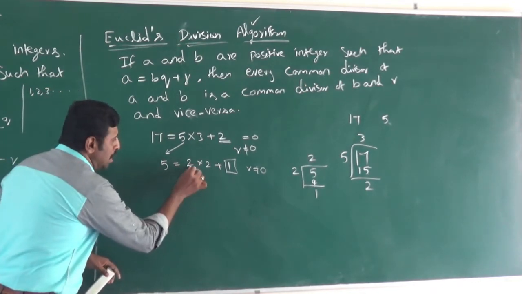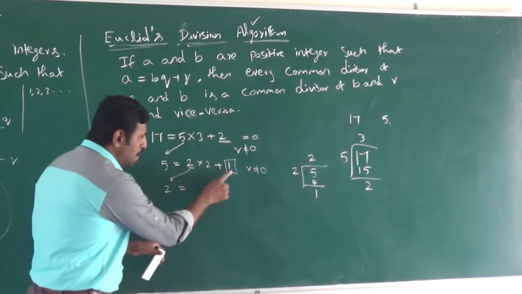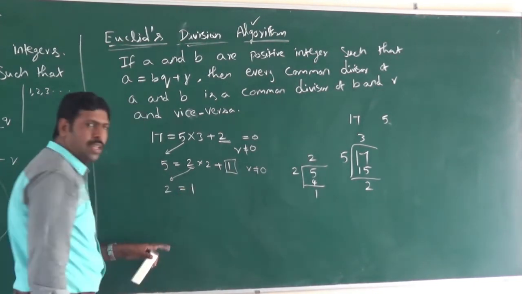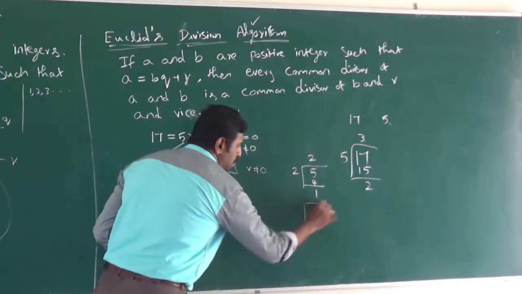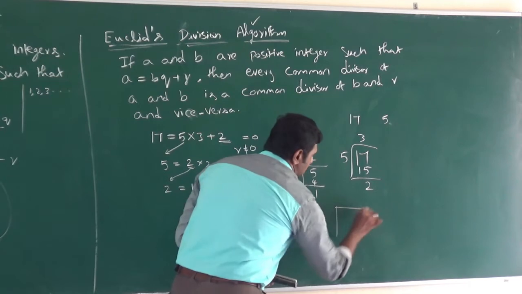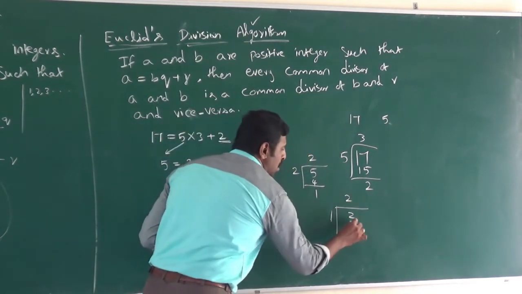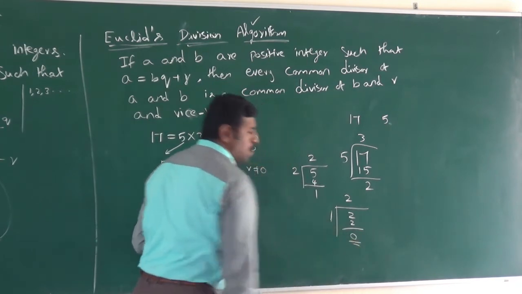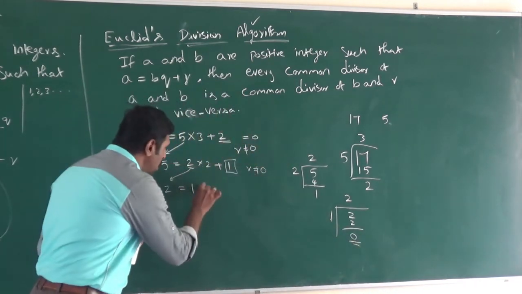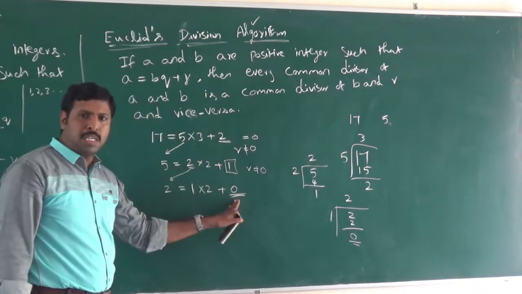Next we have to take the divisor to this side. That is 2 is equal to. Then here the remainder is 1. 2 is divided by 1. Take that number. 2 is divided by 1. 1 2s are 2. We get the remainder 0, right? So 1 into 2 plus 0. Here the remainders become 0.